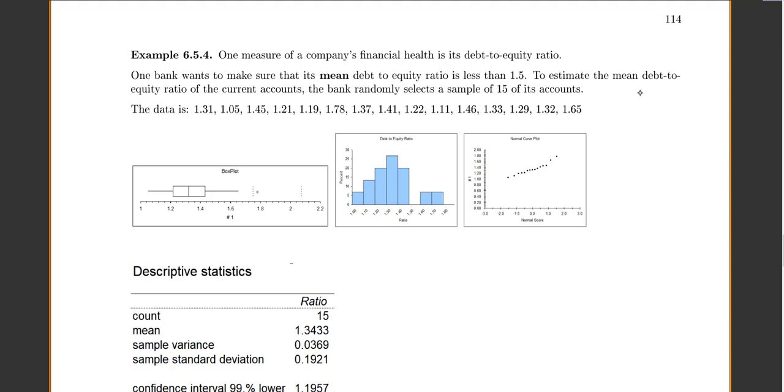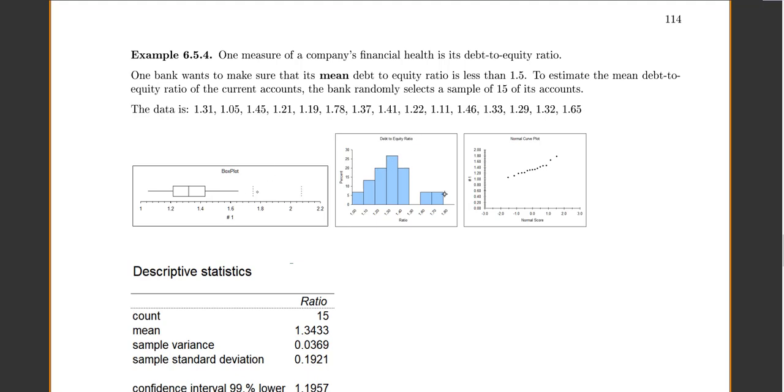Here's the actual data, if you want to study that. And notice now I'm giving you some graphs. Okay, that's good to be able to look at our data and see what it looks like. Okay, here's a box plot. You can see from the box plot that the box is fairly symmetric. There might be one possible outlier.